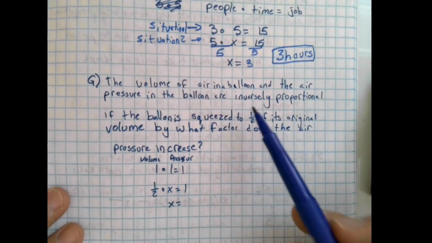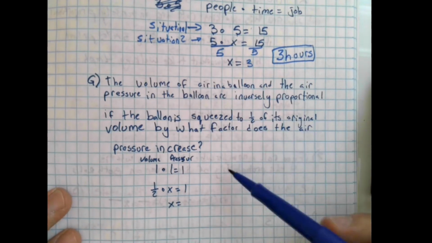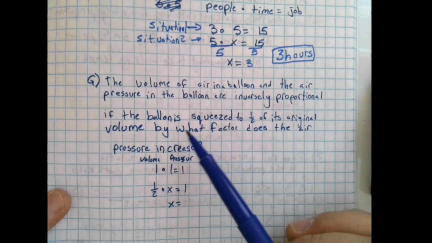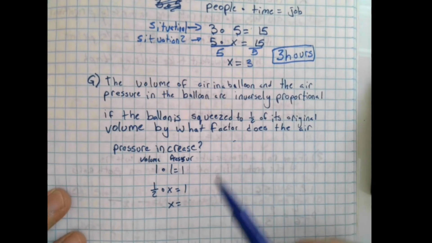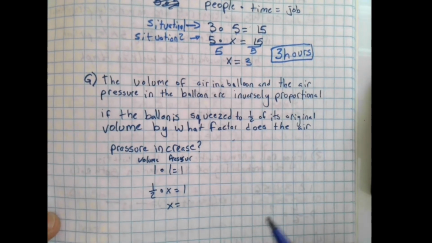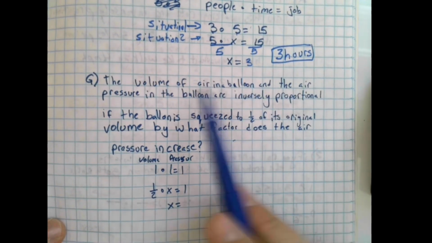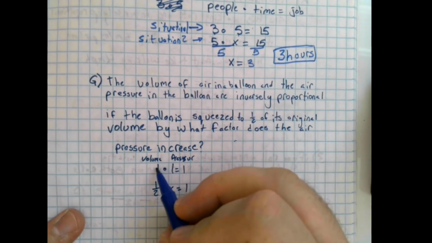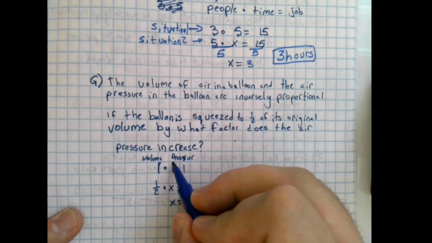G says the volume of air in a balloon and the air pressure in the balloon are inversely proportional. If the balloon is squeezed to 1/2 of its original volume, by what factor does the air pressure increase? Now I'm going to set up, using the simplest possible numbers, an equation that represents these two things having an inversely proportional relationship. So I'm going to say the volume is 1, and the air pressure is also 1.